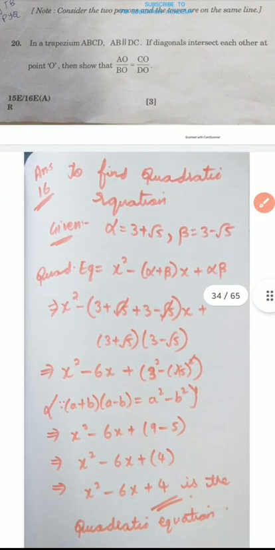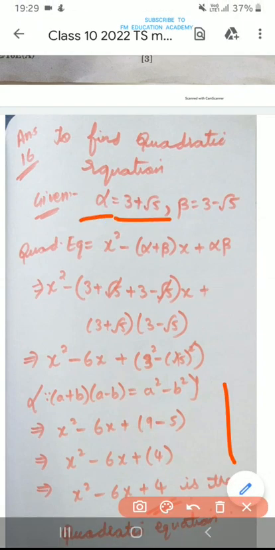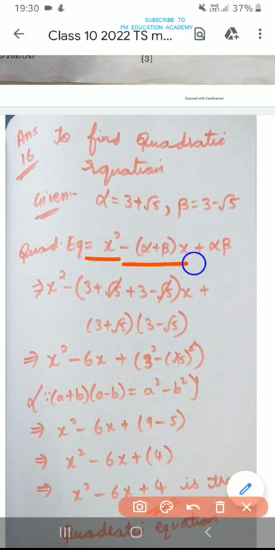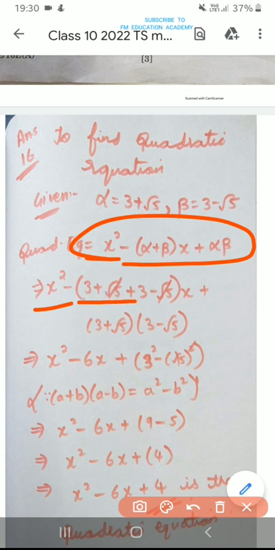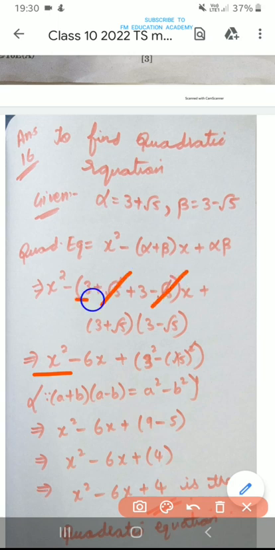To find the quadratic equation, what are the terms? Roots are given to us. Alpha is given as 3 plus root 5. Beta is given as 3 minus root 5. Alpha and beta here are called roots. So substitute in this formula. x square minus what is alpha? 3 plus root 5 plus what is beta? 3 minus root 5 into x plus alpha, which is 3 plus root 5, into beta, which is 3 minus root 5. So we have x square, plus root 5 and minus root 5 will get cancelled. 3 plus 3 is 6.